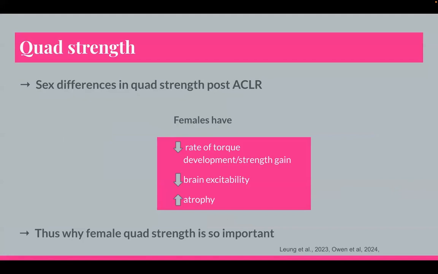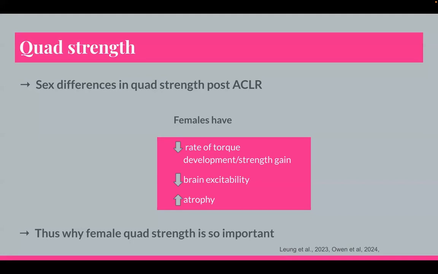Talking a little bit more about quad strength, there are sex differences in quad strength post-ACL reconstruction. Females have, as listed in the pink box, a decreased rate of torque development and strength gain after ACL reconstruction. So what does this mean? Torque is how quickly you can generate force. This is going to be really relevant to running, jumping, and landing.